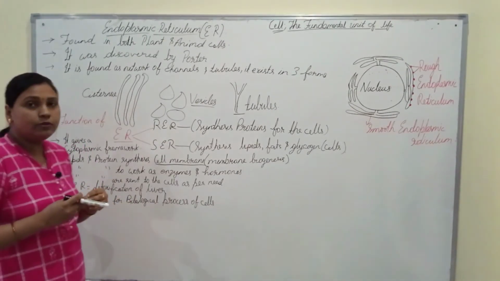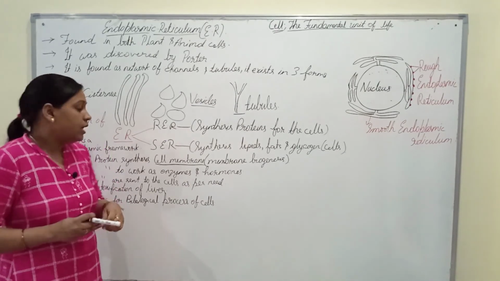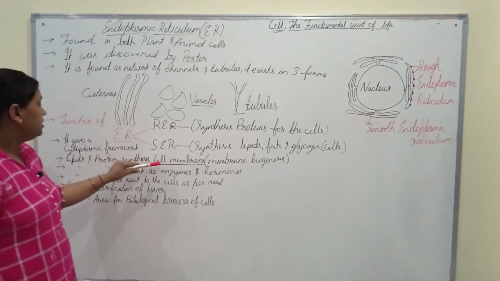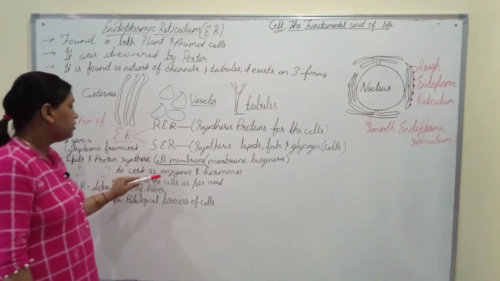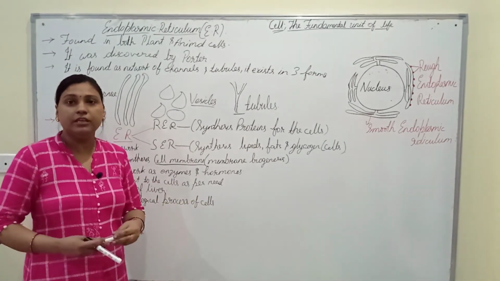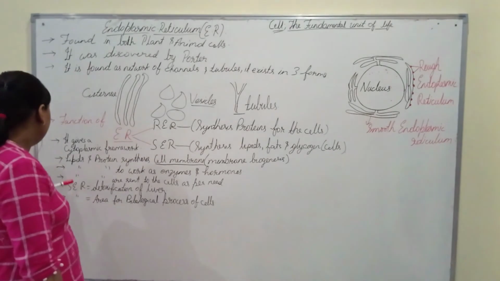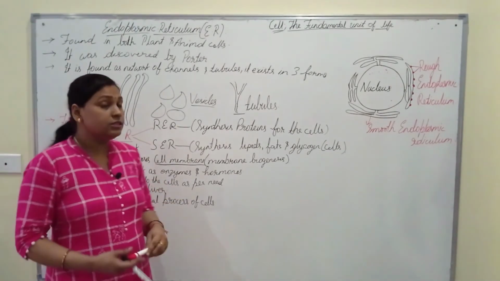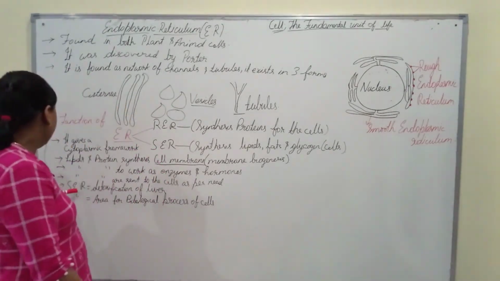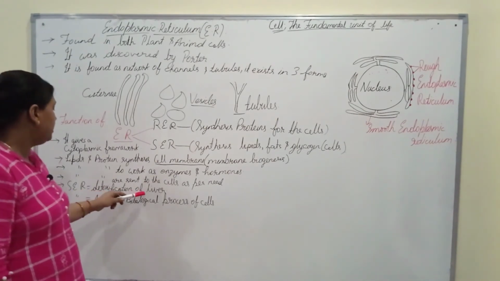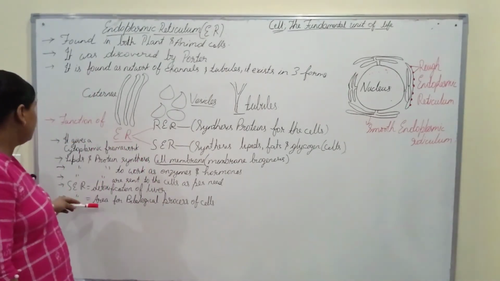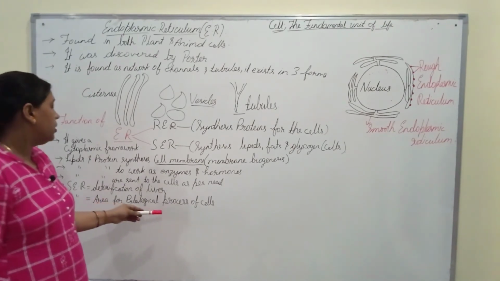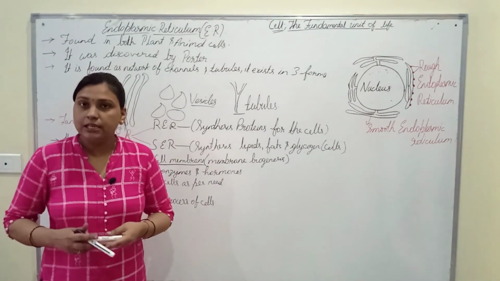The function of the endoplasmic reticulum is that it provides a skeleton-like framework to the cytoplasm, and lipids and proteins synthesize the cell membrane. Lipids and proteins work as enzymes and hormones in various reactions. They are sent to the cells as per their need. Smooth endoplasmic reticulum helps in the detoxification of the liver and provides area for biological processes of cells also.